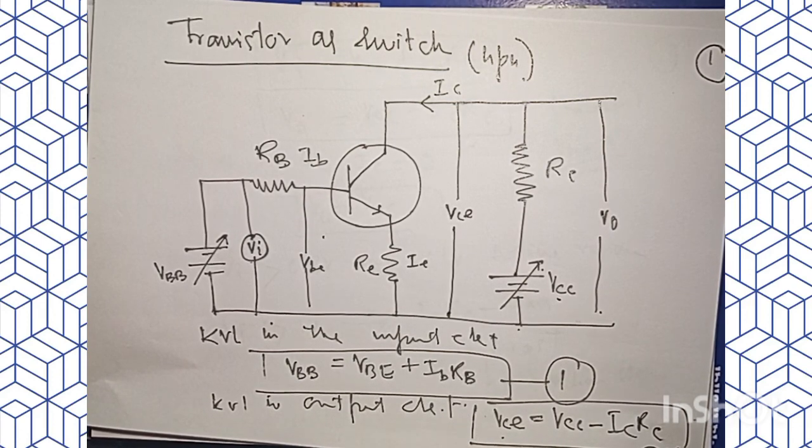So this way, a transistor can be used as a switch in the cutoff region and in the saturation region, where one will refer to the off state of the transistor, and the other will refer to the on state of the transistor.